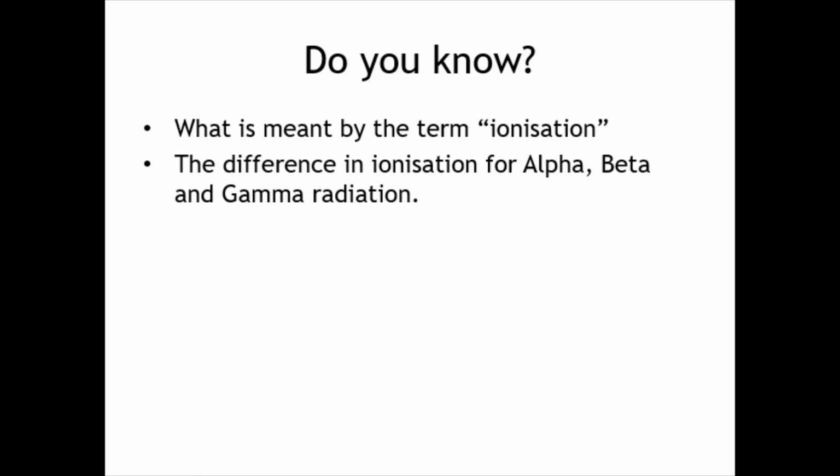Okay, so what we need to know is what is meant by the term ionisation and the different levels of ionisation for alpha, beta and gamma.